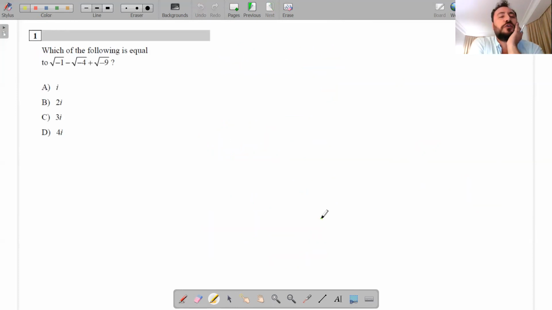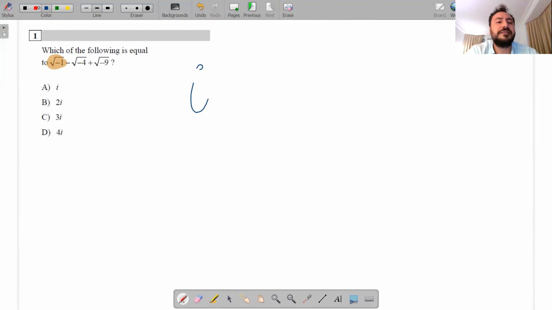Last one for today. Which of the following is equal to the square root of negative 1 minus square root of negative 4 plus square root of negative 9? Well, that's easy. We know that the very first one that we see here is equal to i. I'm going to write it. So again, we clearly see that there is a bunch of square roots of negative numbers, which we can solve just with a complex number. So square root of negative 1 is equal to i.